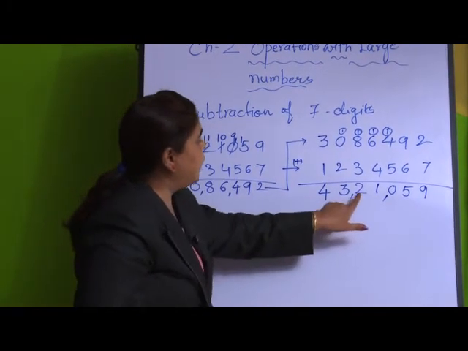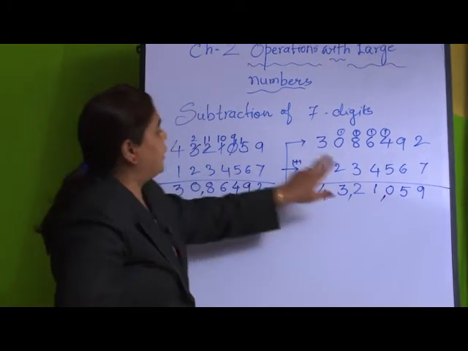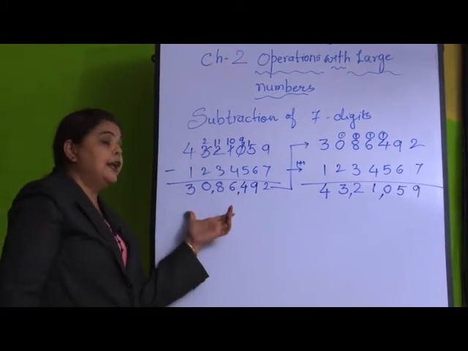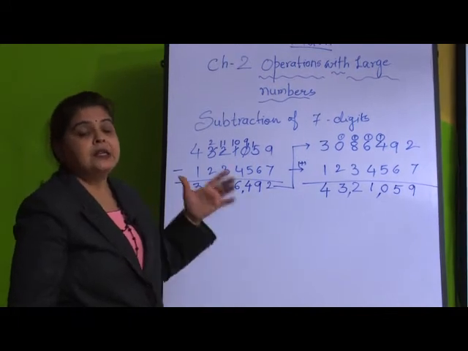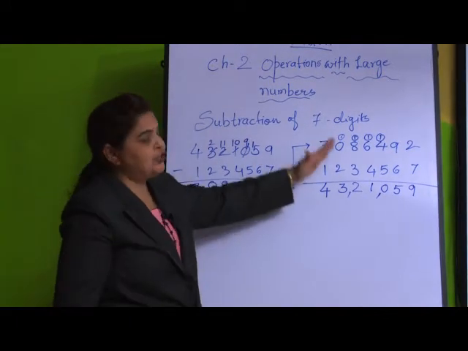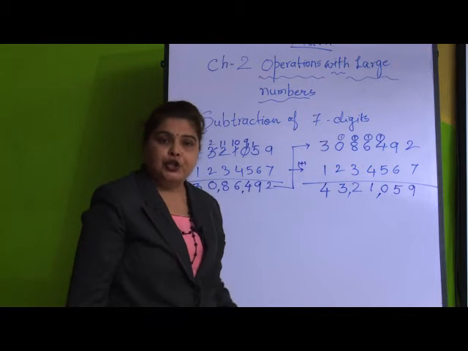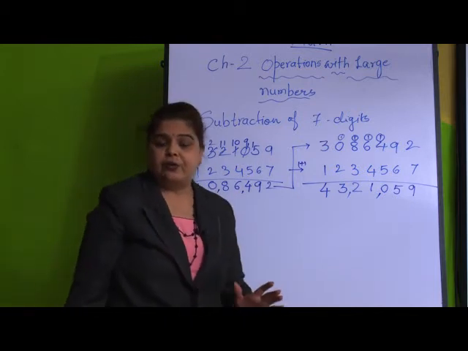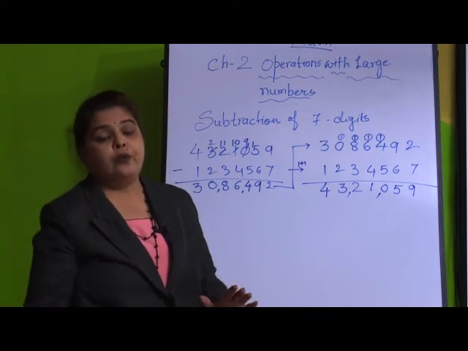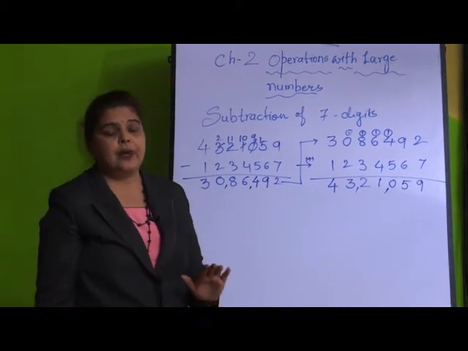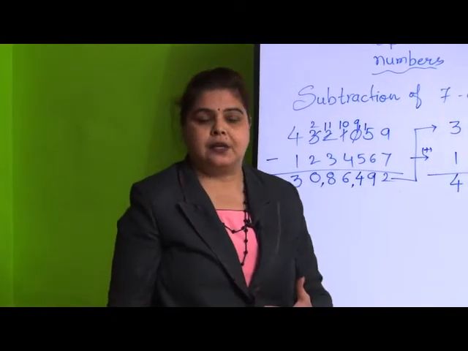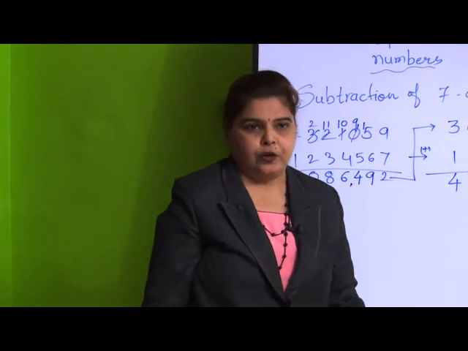43210, 5959. So what had I told? I had done the subtraction and it is correct because I checked it with addition by that rule. So I think each and every student has understood this. What I had done: subtraction normally, and I checked it with addition. Is my answer correct or not?